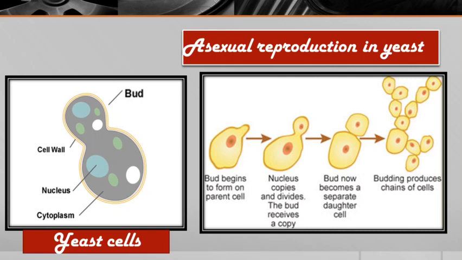After the third arrow, below the picture it is written that budding produces chains of cells. That means the dividing of the nucleus and of the daughter cell continues taking place continuously, and it forms chains of yeast cells, chains of new cells. This is how asexual reproduction takes place in yeast. And the formation of the bud in yeast from the parent cell is called budding. That means this method of asexual reproduction is called budding in yeast.